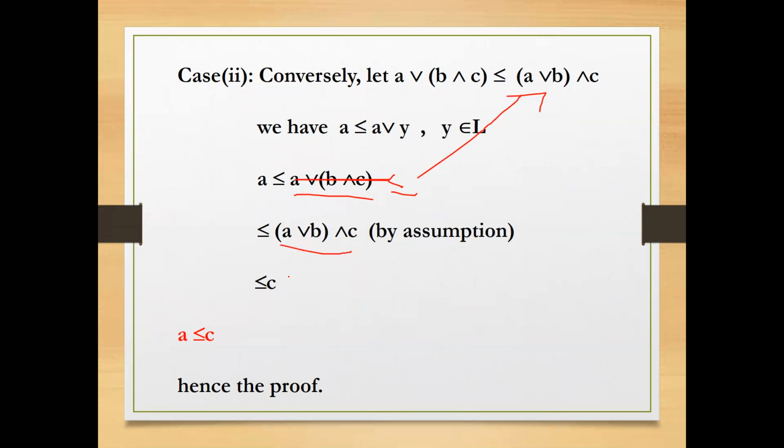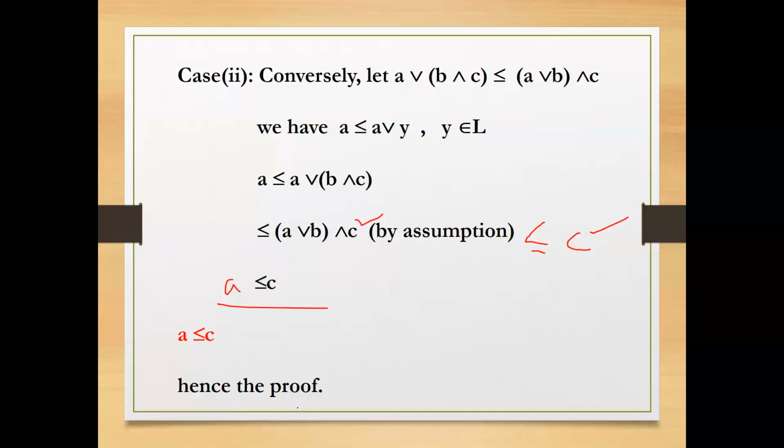We have A join B meet C. Now the meet is less than or equal to both the elements, again by using theorem number 1. We can say this is the meet of A join B and C, so it will be less than or equal to A join B as well as C. We are taking only C, so A join B meet C is less than or equal to C, so that we will get A is less than or equal to C. Hence the proof of the converse also holds.